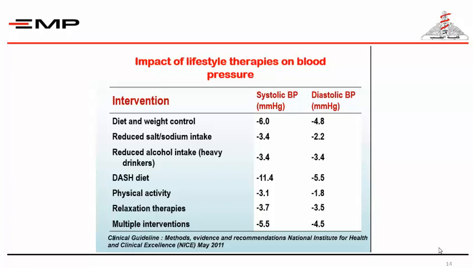Multiple interventions, relaxation therapies, physical activity, DASH diet, reduced alcohol intake, reduced salt and sodium intake, all can reduce the systolic and diastolic blood pressure in ranges between 3 to 6 millimeters of mercury.